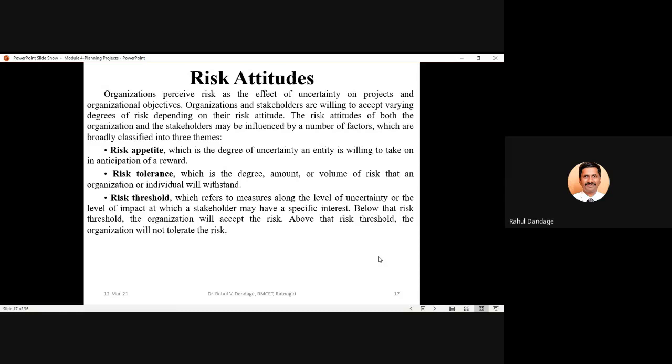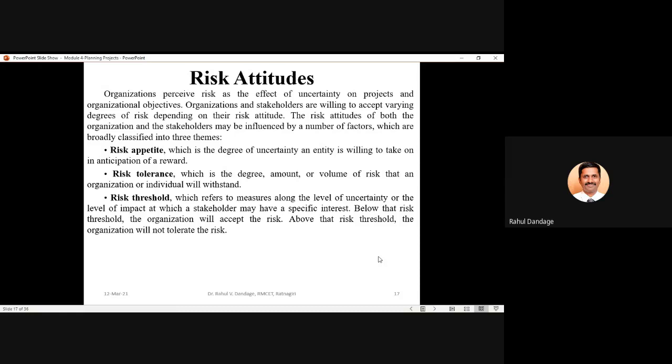So what are the risk attitudes? The way risks are going to affect your project, the way uncertainty is associated with the risk categories, the way they have a probability of occurrence on your project, the way your stakeholders are looking at those risks, the way the entire organization is looking at those risks, and the characteristics of your risk category. All these are contributors to your risk attitude.